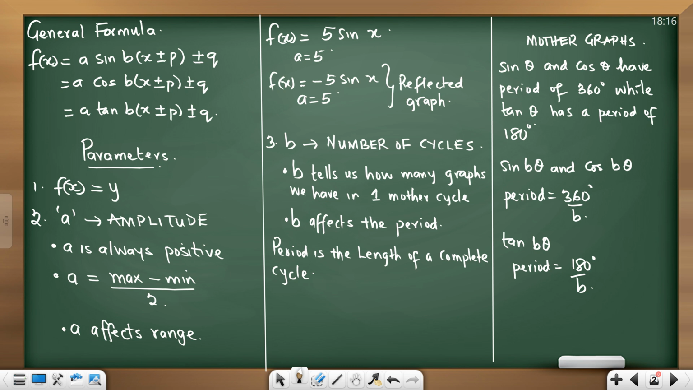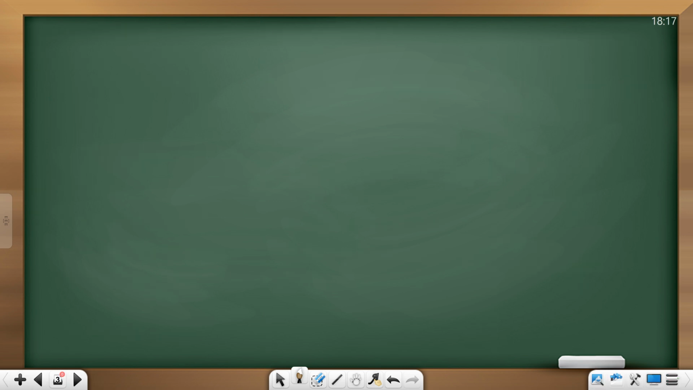Now, I want to quickly explain. We're still on number 3, which is talking about what? B. How to get B. So if I take you back to grade 10 very quickly, if you guys remember what the graph of sine theta looks like, it looks like this. You have 0, 90, 180, 270, and what? 360. Sine 0 is 0, sine 90 is 1, 180 is 0, 270 is minus 1, 360.